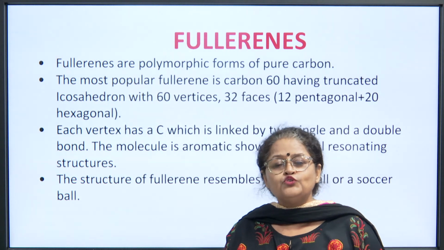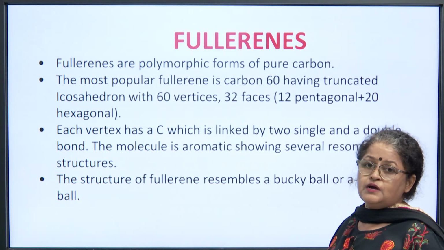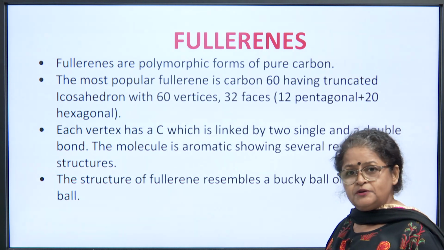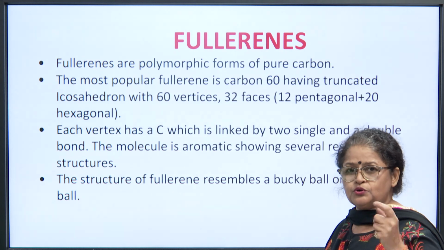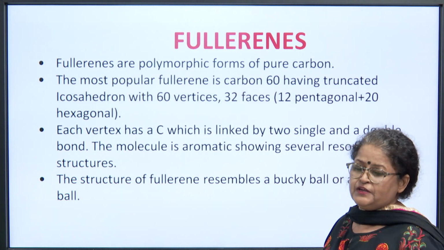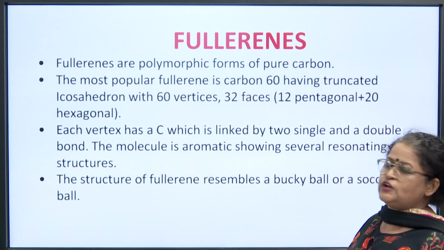Okay, so fullerene is a polymorphic form of pure carbon. This again is a pure carbon, but why do we call it polymorph? Because once the units become more than 20, we don't call it oligo, we call it poly. So just like polymers, that is why we have called it a polymorphic form of carbon.